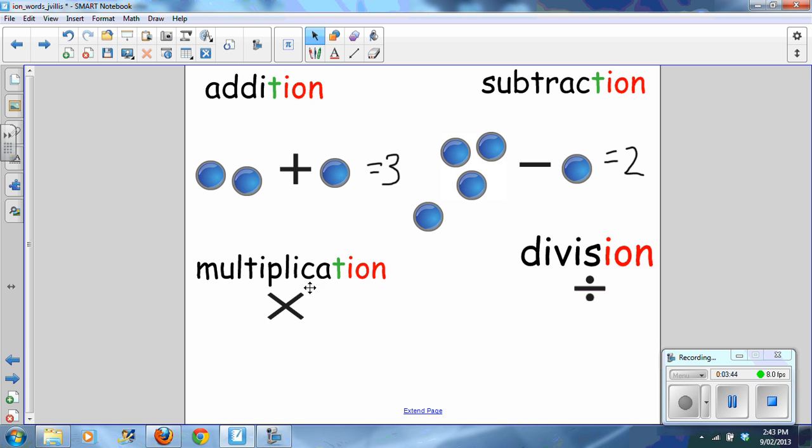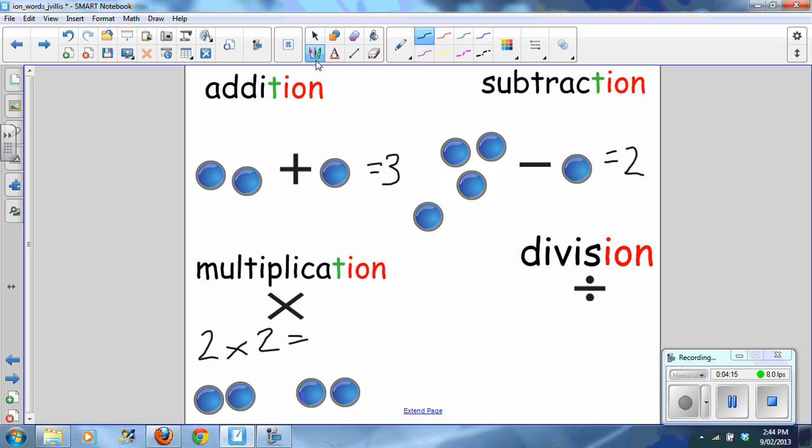Multiplication. Multiplication means to times. It means groups of. You may have the multiplication problem 2 times 2, or 2 multiplied by 2. This means 2 groups of 2. Here's one group of 2. Here's another group of 2. One group of 2. 2 groups of 2. 2 multiplied by 2 gives you a total of 4 altogether.